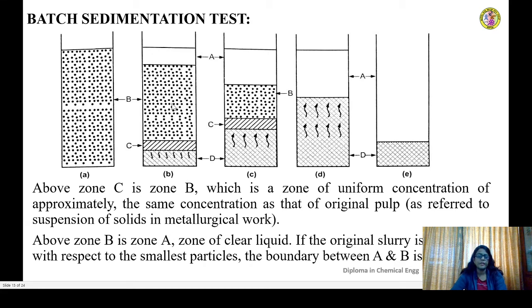So above zone B is zone A, which is a zone that contains clear liquid. If your original slurry is closely sized with respect to the smallest particles present, then you can expect the boundary between zone A and B to be very clear and sharp. So that is all about the different kinds of zones that will be set up during the initial stages of the batch sedimentation test.